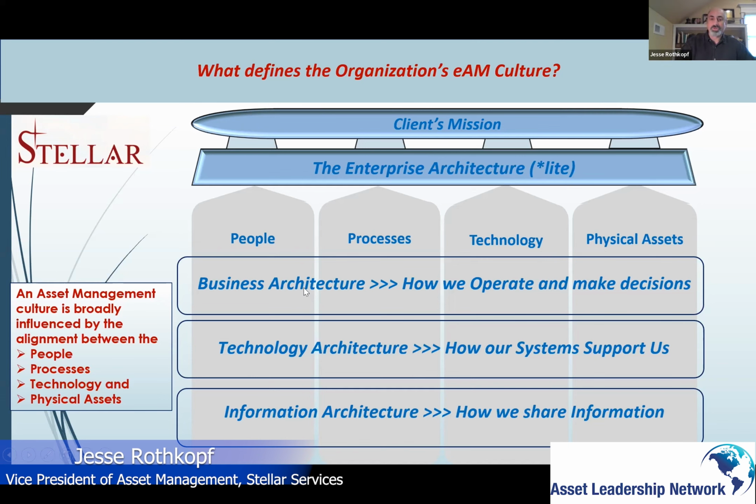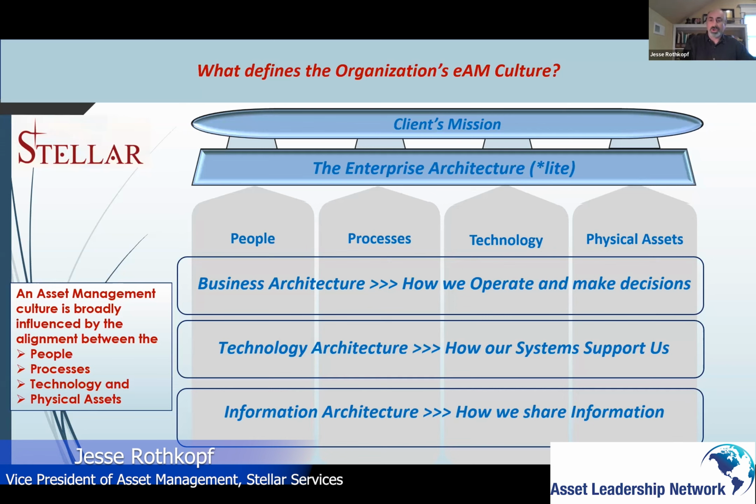Across those four pillars, you look at the business architecture. How does that organization make decisions? How do they decide where to spend their next $10 million on training, on new assets, on new systems? Do people get to make decisions out in the field to defer maintenance, or do they have to follow the exact processes, the standard operating procedures?